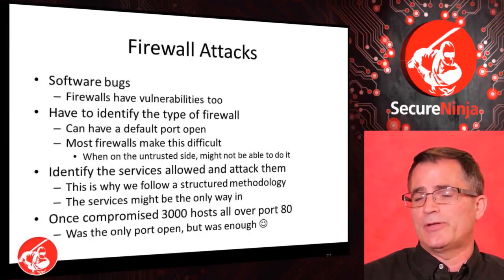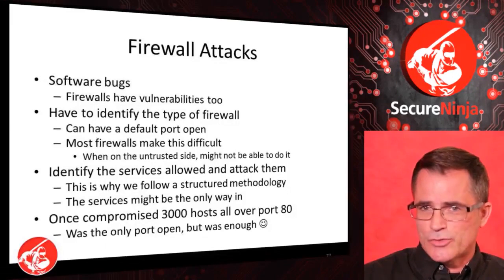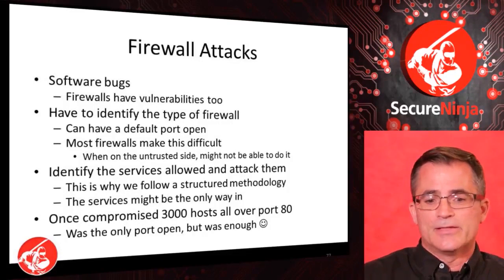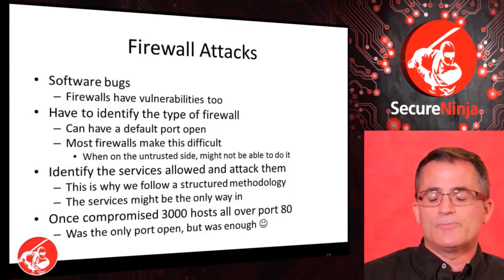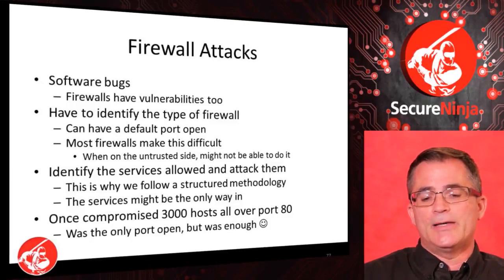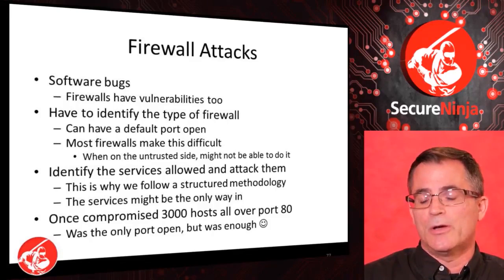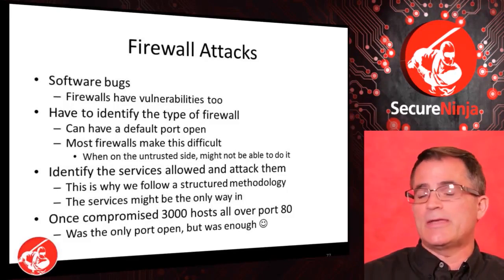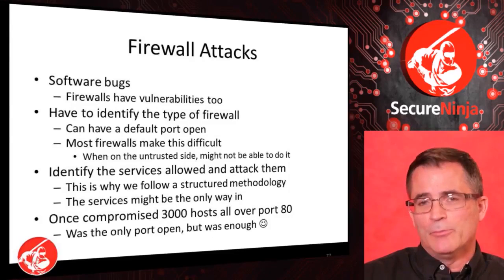That's why we follow a structured methodology as a red team. We're going to hack based on the structured methodology and find what lets us in. The services might be the only way in. I once participated in a team, and in a short period we compromised 3,000 hosts all over port 80. That was the only port allowed in by this organization. But over port 80 to those services, we were able to find enough vulnerabilities and leverage them to compromise 3,000 hosts. So when you're doing red teaming, one access point is all we need, one port in or one service in, to be able to compromise the entire architecture. The only port open was port 80, but it was enough.